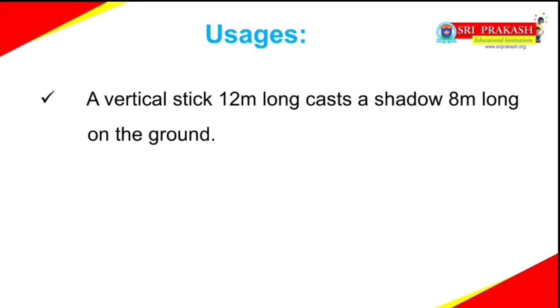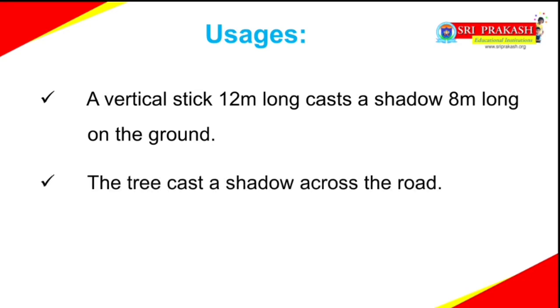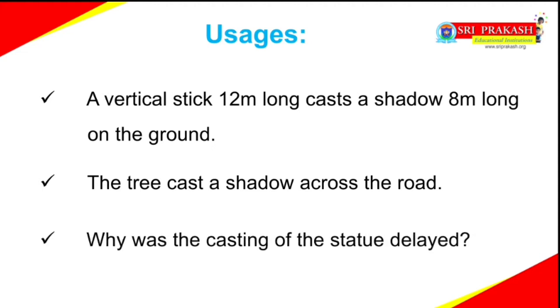Usages: a vertical stick 12 meters long casts a shadow 8 meters long on the ground. Next, the tree casts a shadow across the road. Next, why was the casting of the statue delayed?